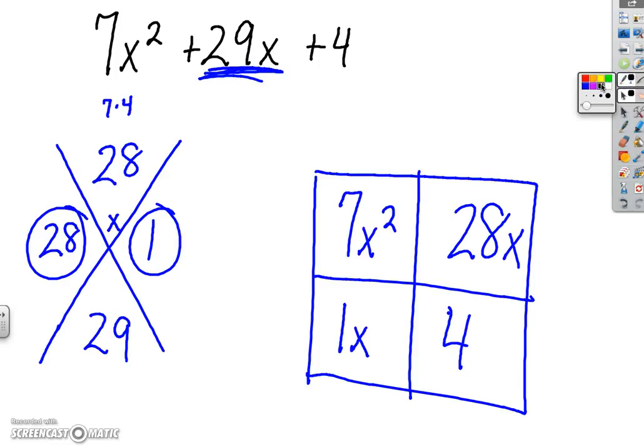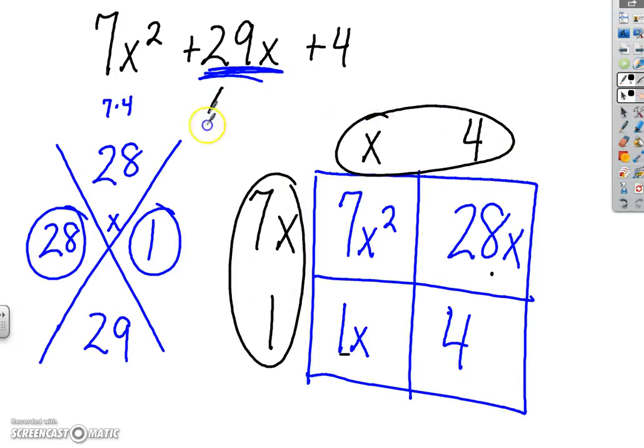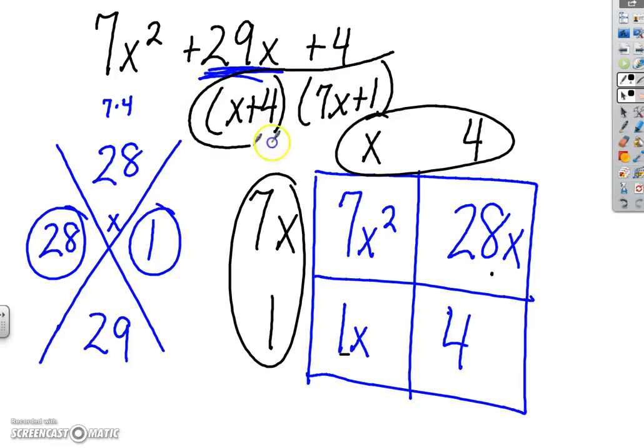So let's factor it out. Greatest common factor, what can we pull out of 7x squared and 28x? You pull out a 7 and divide out an x. What about 1x and 4? Looks like just a 1. Okay? Now let's go vertically. What can we factor out of 7x squared and 1x? Just an x. What about 28x and 4? Looks like just a 4. And there we go. There's our two factors. It is x plus 4 and 7x plus 1. Factors for that one.